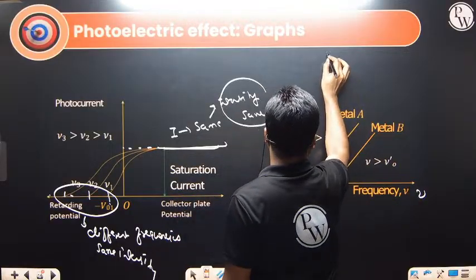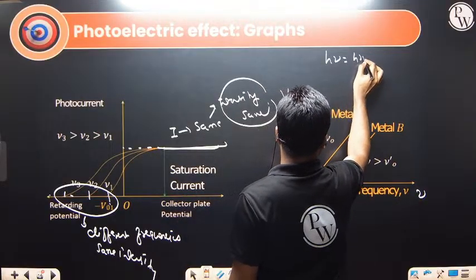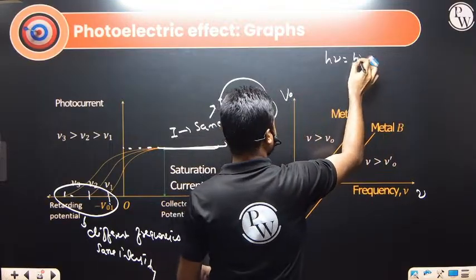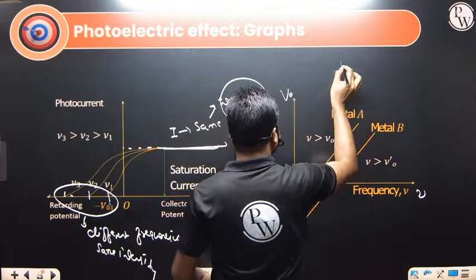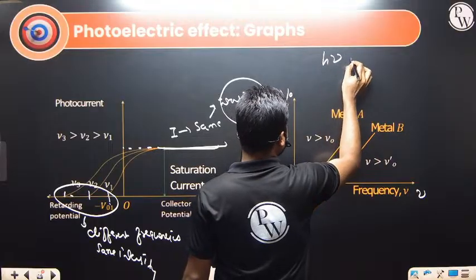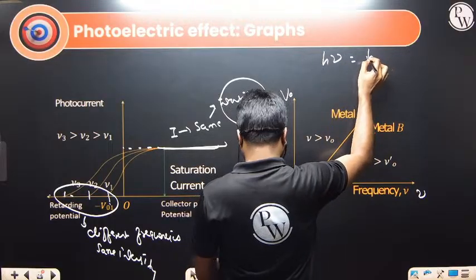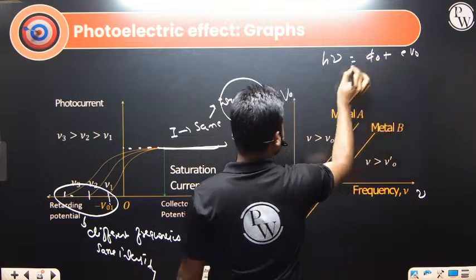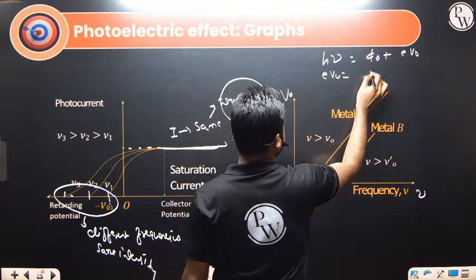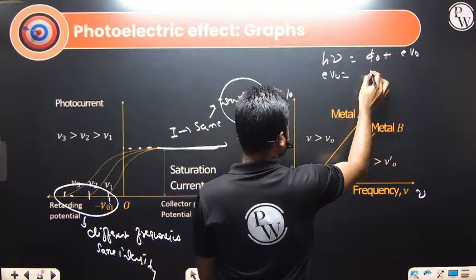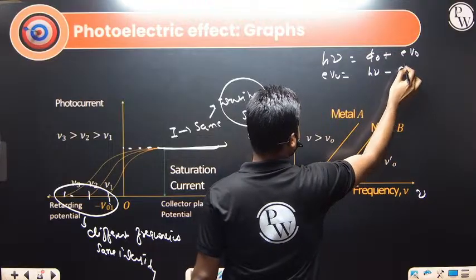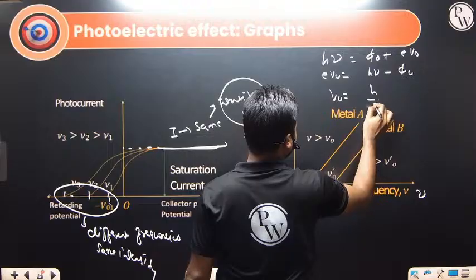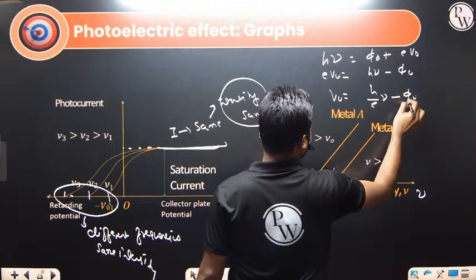So here we will be writing h mu = h mu0 plus, in terms of Einstein's photoelectric equation, h mu = phi naught + eV0. So what is eV0? eV0 = h mu minus phi naught. So what is V0? V0 is given by (h/e) times mu minus phi naught by e.